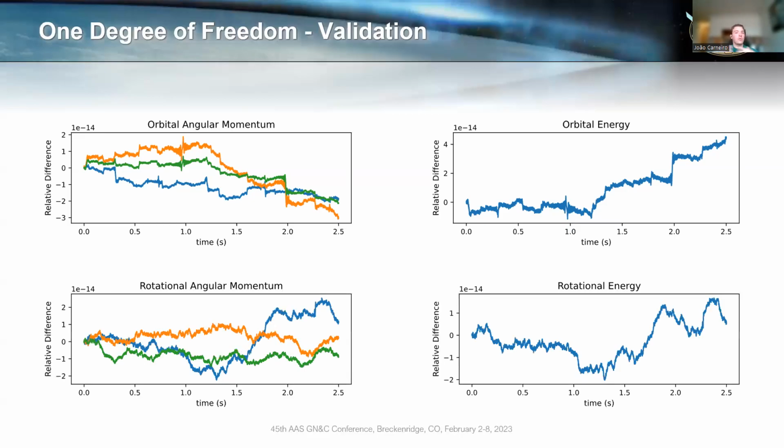For the rotational side of things, we see very similar results. There's still this random walk, but the quantities are being conserved. This is just issues with numerical propagation and just numerical noise, right? So that's great. We validated that the equations of motion are correct and that they actually represent these rotating rigid bodies.